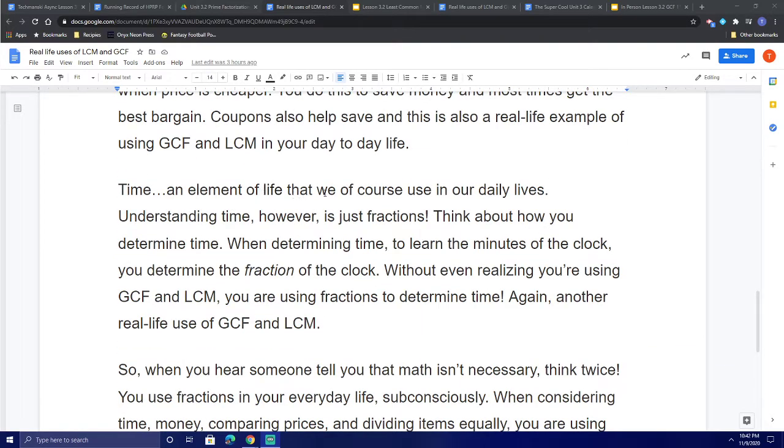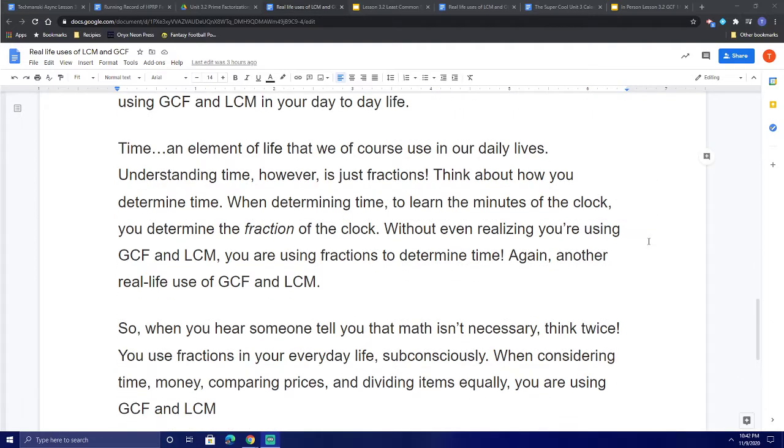Time, an element of life that we of course use in our daily lives. Understanding time, however, is just fractions. Think about how you determine time. When determining time to learn the minutes of the clock, you determine the fraction of the clock. Without even realizing you're using GCF and LCM, you are using fractions to determine time. Again, another real-life use of GCF and LCM.